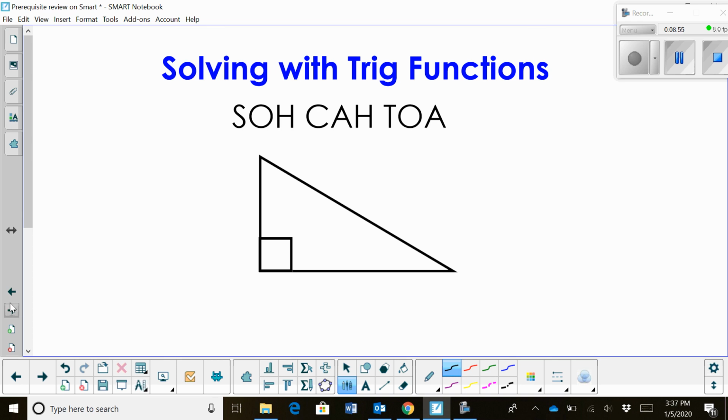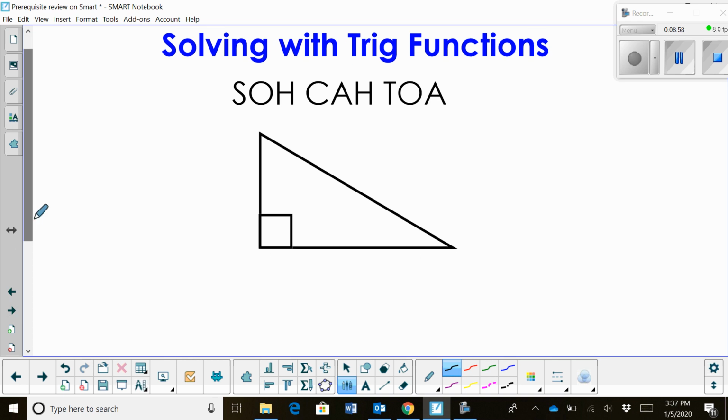Now let's look at SOHCAHTOA. SOHCAHTOA is sine, cosine, and tangent. Sine is equal to your opposite over your hypotenuse. Cosine is equal to the adjacent over the hypotenuse. And tangent is equal to the opposite over adjacent. So let's look at each scenario.